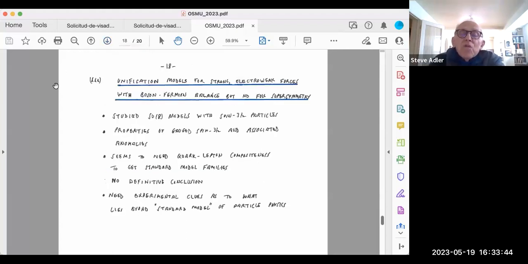Then I spent a couple of years working on unification models for the strong and electroweak forces with boson-fermion balance, but not full supersymmetry. In particular, I studied SU(8) models with spin 3/2 particles. And this was somewhat inconclusive. It led to a detailed study of the properties of gauge spin 3/2 and the associated anomalies. And it turns out that the original pure gauge spin 3/2 has pathologies that were long known, and they lead to the fact that you can't calculate a perturbative anomaly.